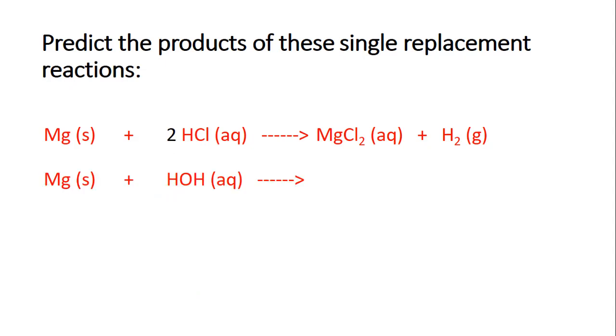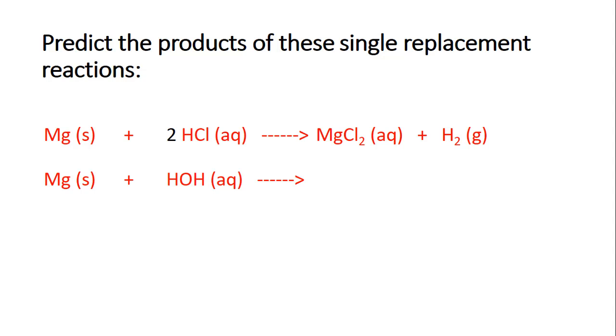The second example involves magnesium and water. I've written water as HOH. It's often easier in single replacement reactions to consider the water as a combination of a hydrogen ion and a hydroxide ion. If the element is going to kick out the hydrogen, it will replace it, and then that element will be connecting with the hydroxide ion.